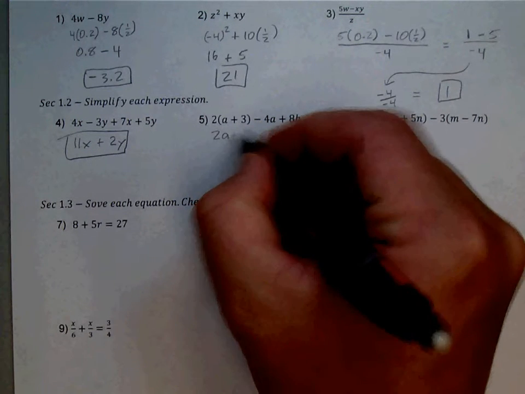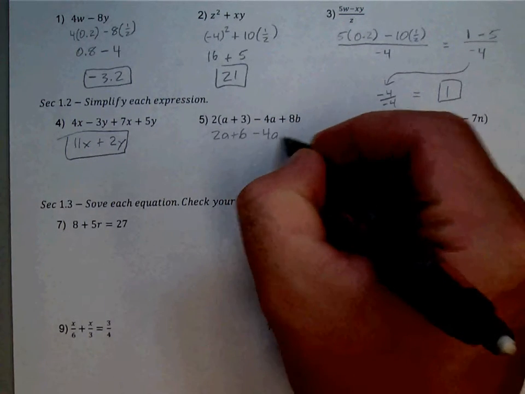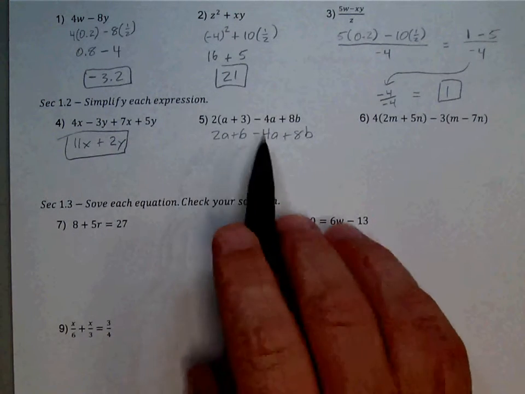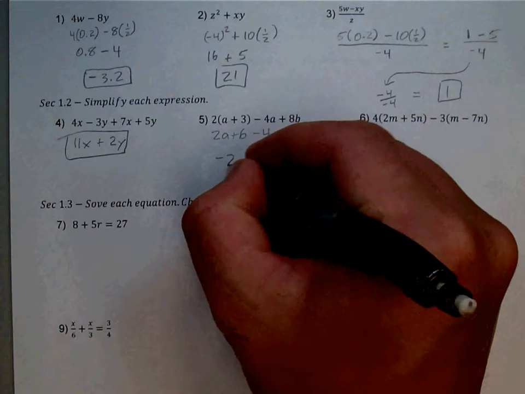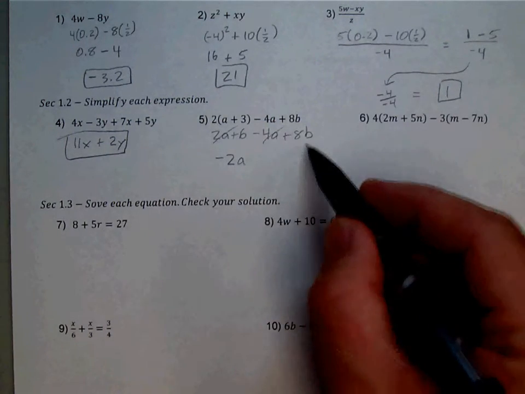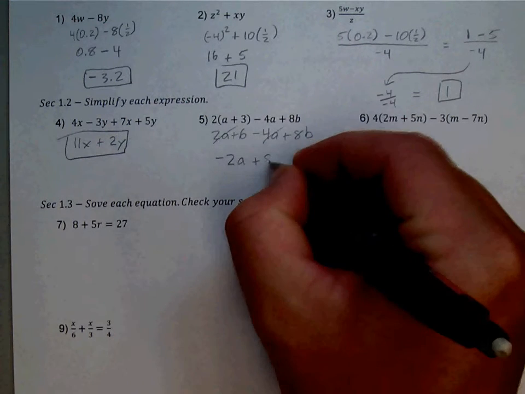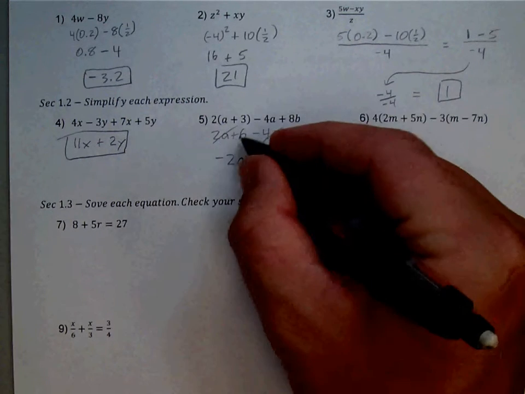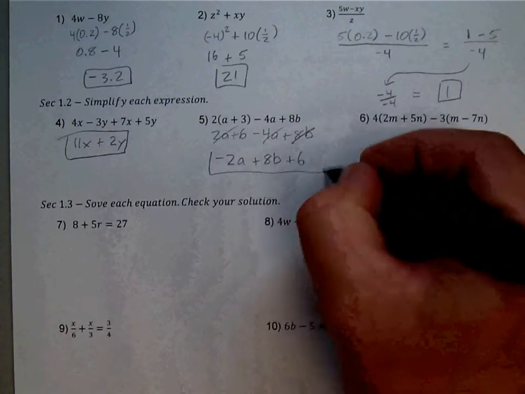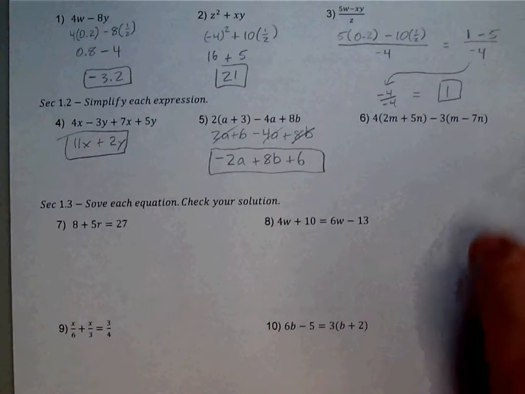2a plus 6. Now we combine like terms. I'll combine all the a's first. There's a 2a and a negative 4a together. That makes negative 2a. I've got a b, so I'll go ahead and put that next, plus 8b. And then that constant, just the number, no variable, just plus 6. So negative 2a plus 8b plus 6.